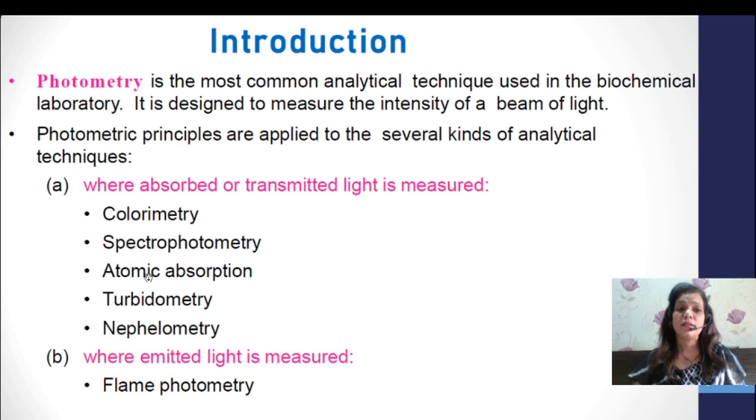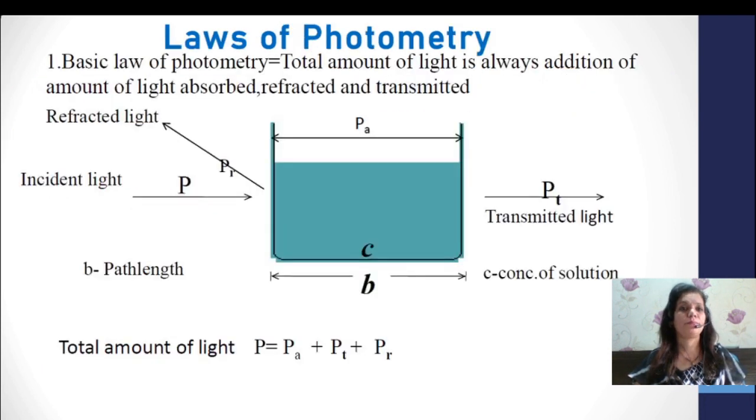In atomic absorption, as the name itself says, the radiant energy is absorbed. Turbidimetry, absorbed, transmitted. Nephelometry, absorbed and transmitted. Whereas in the case of flame photometry, the radiant energy or light is emitted and that is measured. There are simple basic laws of photometry. We'll see in detail.